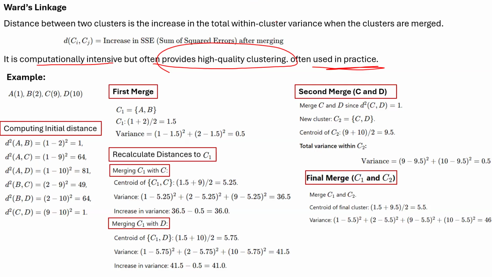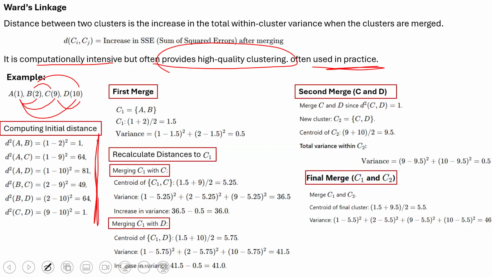If you want to calculate the within cluster variance between these two, 1 minus 2 whole square, that is sum of squared errors. From A to C, 1 minus 9 whole square, and from A to D, 1 minus 10 whole square. From B to C, 2 minus 9, and 2 minus 10 whole square. From C to D, 9 minus 10 whole square. These are the initial within cluster variances.